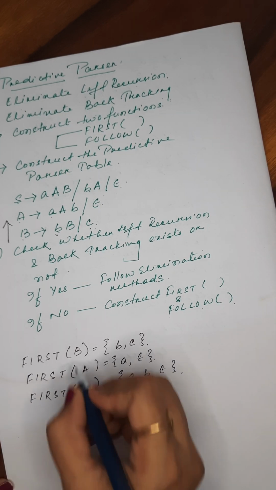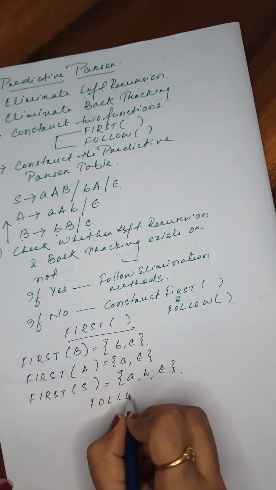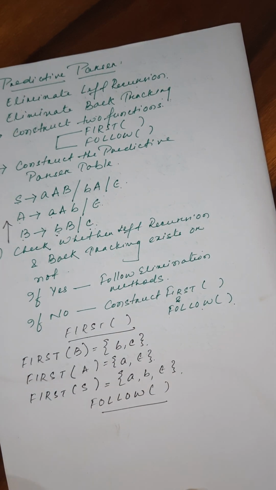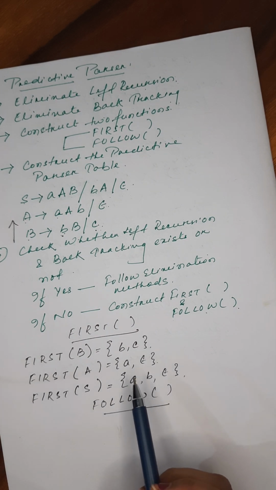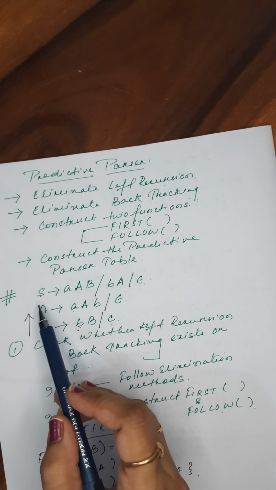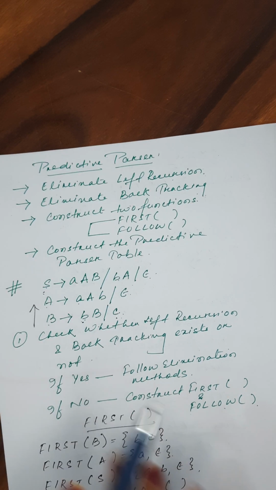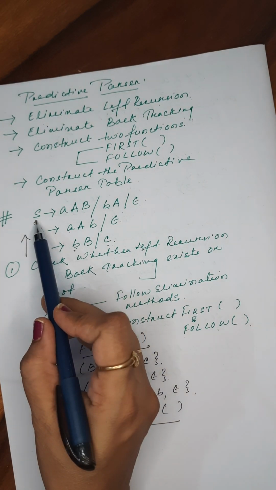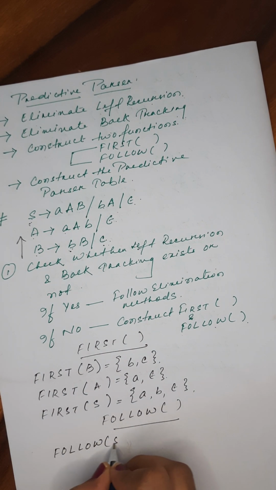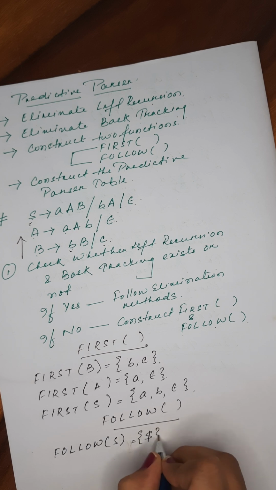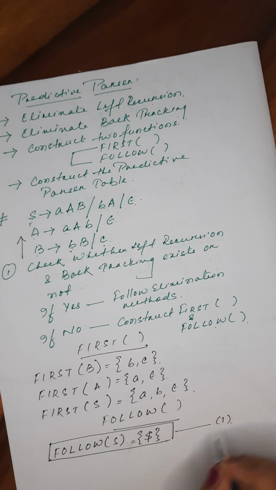This is your calculation of first. Then comes calculation of your follow. What does rule number 1 say for follow? If S is the start symbol, then dollar will be in the follow of S. So, what is the starting symbol over here? We have the starting symbol as S. So, what I will write? Follow of S is equal to dollar. Put it in a curly bracket, put it in a box, make it equation 1.